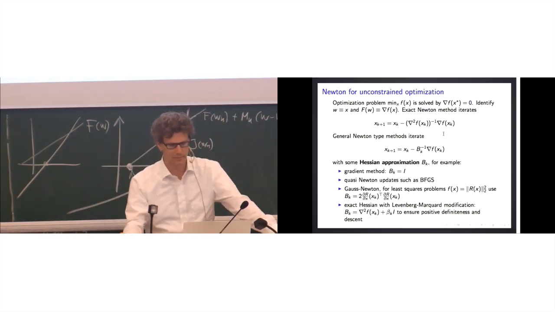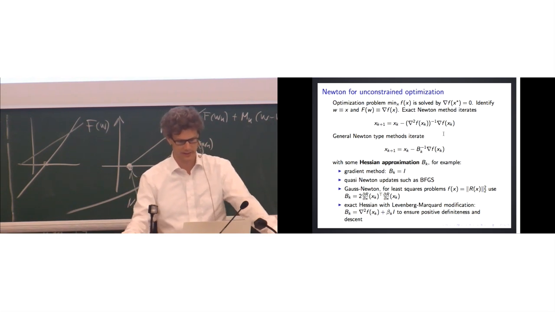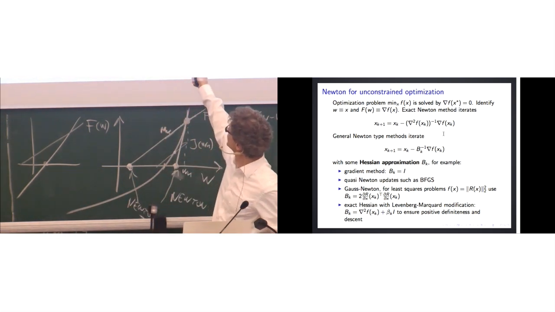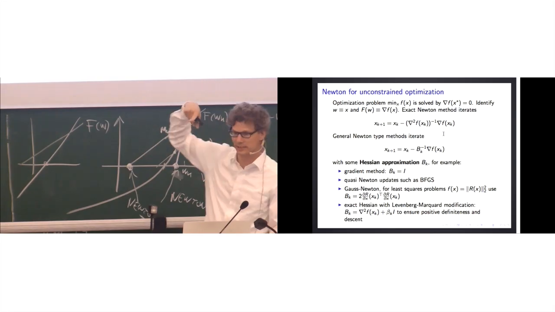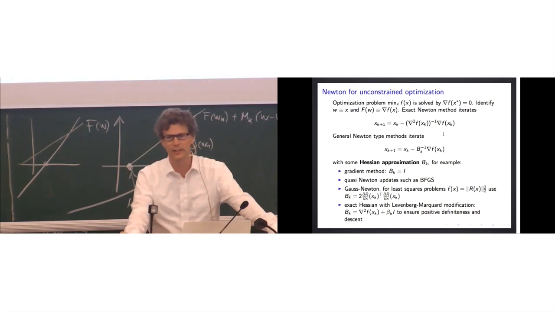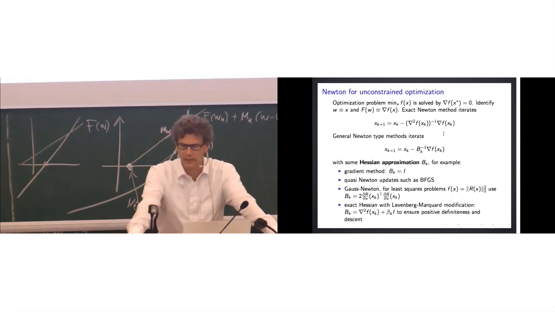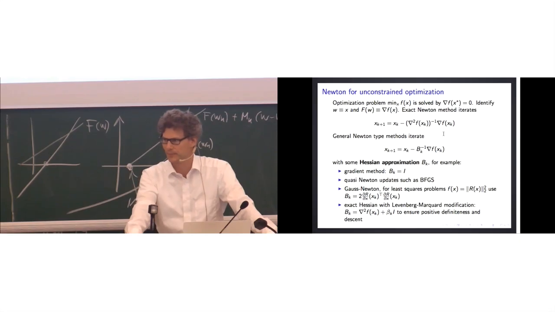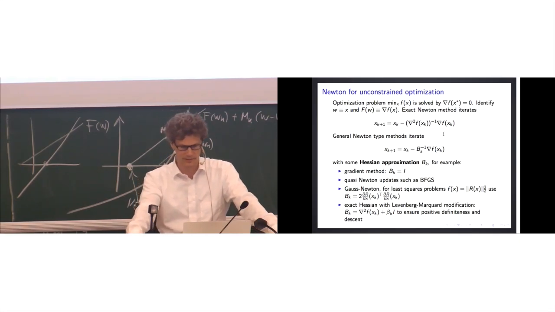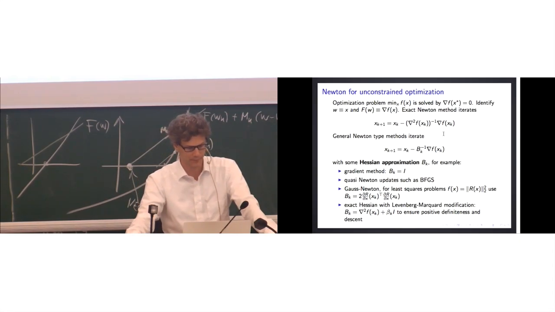But there are many possible choices. And one choice, the simplest choice, would be that you just take the B_k to be a unit matrix, and that means that you just take a step in the negative gradient direction, which is called the gradient method, or also the steepest descent method. Yeah? So that's the simplest approximation. It's a Newton type method, but a very primitive one.